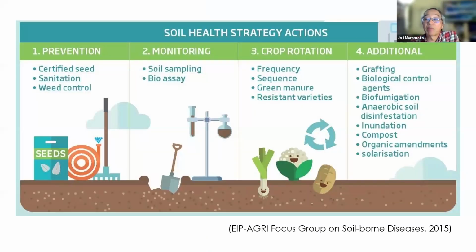The European Union, EU, has one of the world's most stringent fumigant regulations and is leading in the development of the IPM approach for soil-borne disease management. They developed soil health strategy actions consisting of prevention, including certified seeds, sanitation, and weed control; monitoring, including soil sampling and bioassay; crop rotation, including frequency, sequence, green manure, and resistant varieties; and additional measures, including grafting, biological control agents, biofumigation, ASD, organic amendments, sterilization, etc.